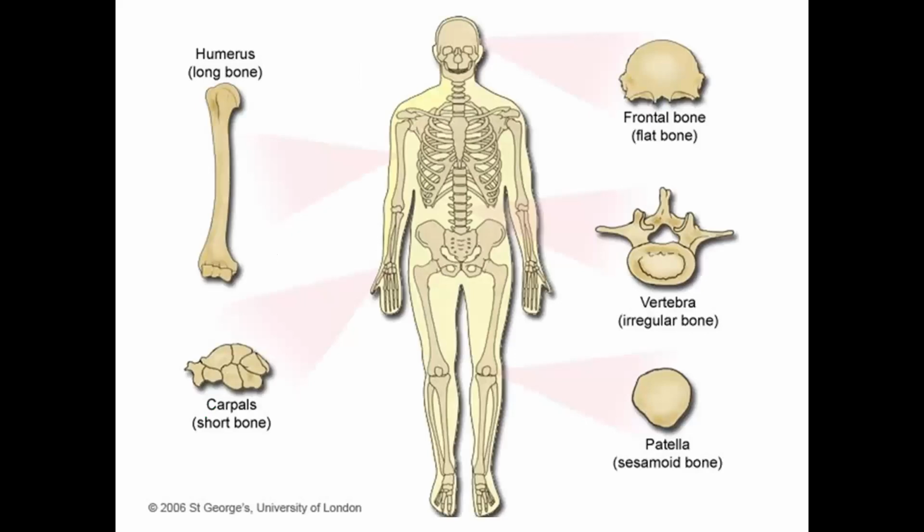This diagram shows you the different types of bones. This is a long bone, the humerus. These are short bones, the carpal bones. This is the frontal bone of the skull, which is a flat bone. This is the vertebra, which is an irregular bone, and patella, which is a sesamoid bone. Patella is there, the vertebrae are there, the frontal bone is here, the humerus is here, and the carpal bones are there.